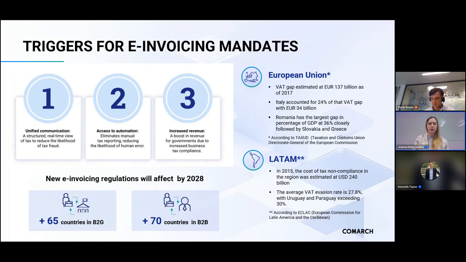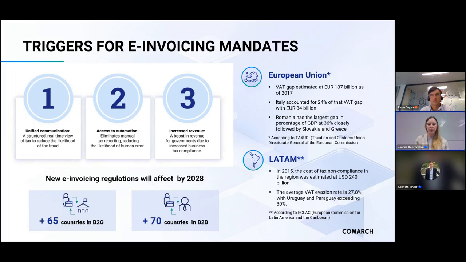In order to give you some statistics across the years, in the European Union only, for example, the VAT gap was estimated at, I would say, quite a shocking number, because it was 137 billion euro in 2017, and Italy alone accounted for 24% of this gap. The countries with the largest gaps in terms of GDP percentage are Romania, Slovakia, and Greece, and you will see them on the e-invoicing roadmap, obviously.